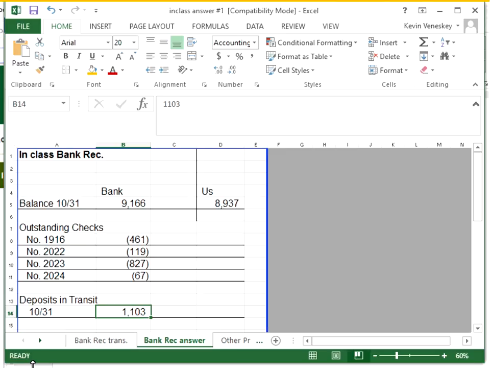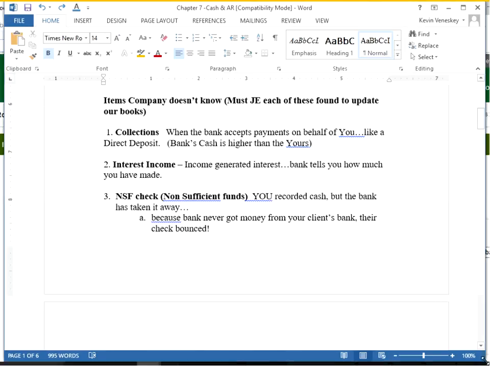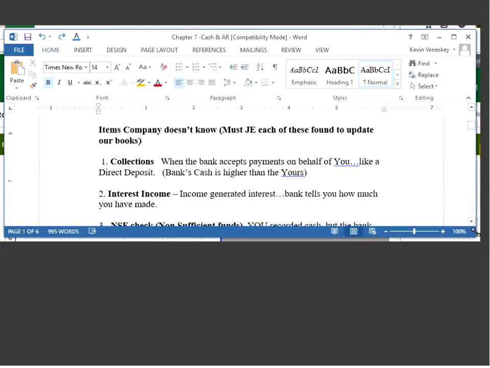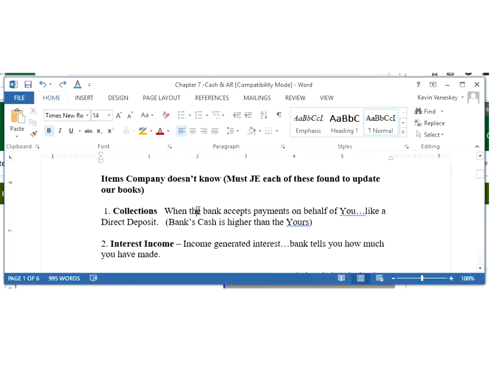Okay, now we're going to come back to this and finish up this bank rec in just a minute, but we're going to now look at items that the bank knows, but we don't know. And let's look at 2 at a time, because there's 4 of them. The first 2 items that the bank knows that we don't know could be any type of collection that the bank has received on our behalf. If we're a renting type company or a landlord and our tenant just pays the bank and it's automatically put into my account and I never have to go collect the money, that would be an example of a collection.